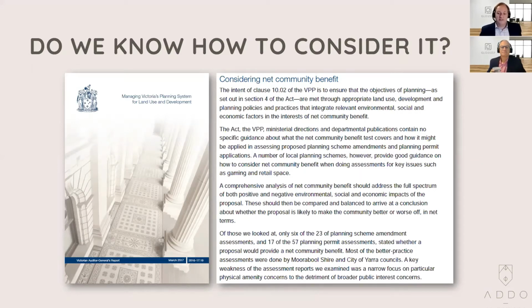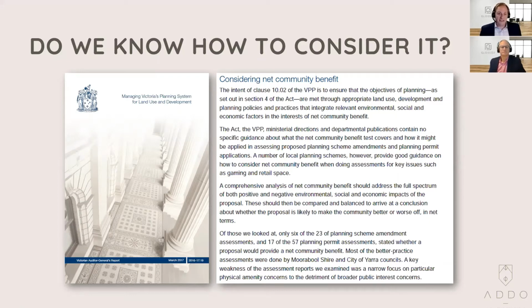In the Auditor General's view, the test for net community benefit is that it should address the full spectrum of positive and negative environmental, social and economic impacts of a proposal. That, in the Auditor General's view, is fundamentally the net community benefit test. And when it considered that against a range of files that it audited from the councils that were subject to the audit and from the State Planning Department itself, it found that very few amendment and permit assessments stated or assessed whether a proposal would provide a net community benefit.